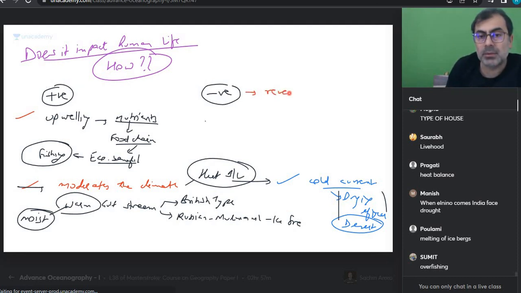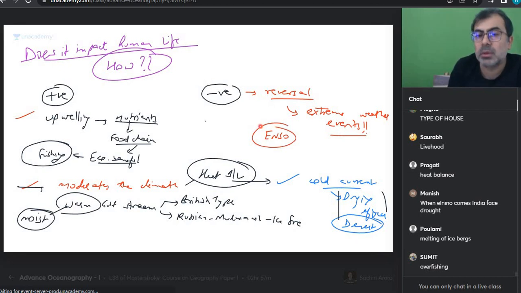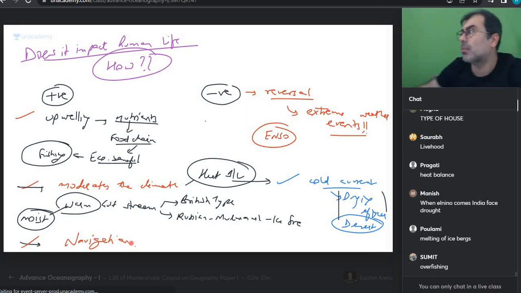These currents, their reversal can lead to extreme weather events. Say for example, ENSO can have impacts. Yes, no? So ENSO will have extreme weather events, or the conditions will be totally negative. Nobody said anything positive either: it helps in navigation. You can use the currents as an aid to navigation. Will your fuel consumption reduce or not? Think about it and tell me quickly.